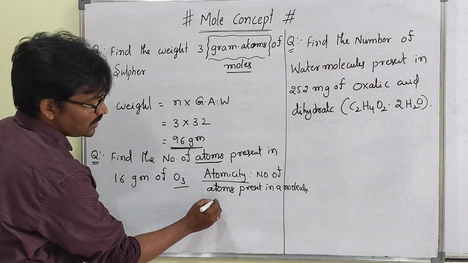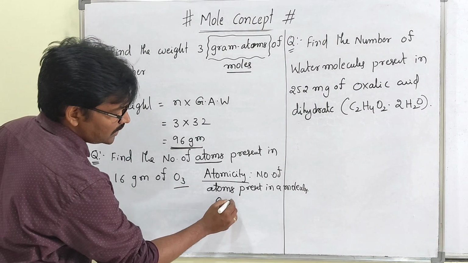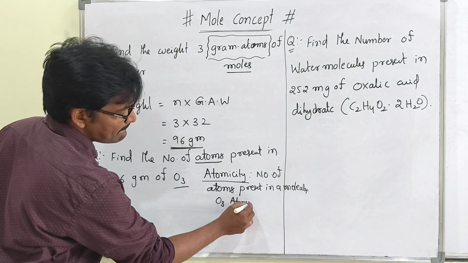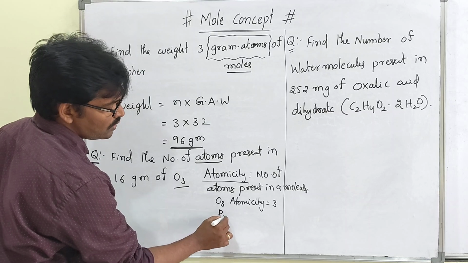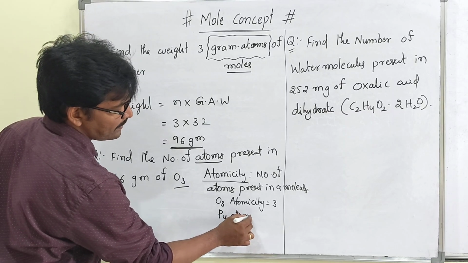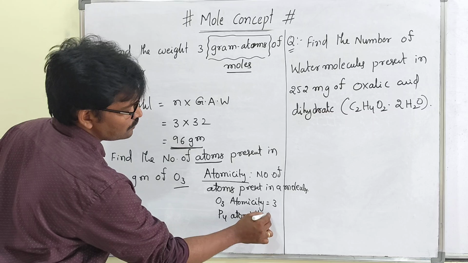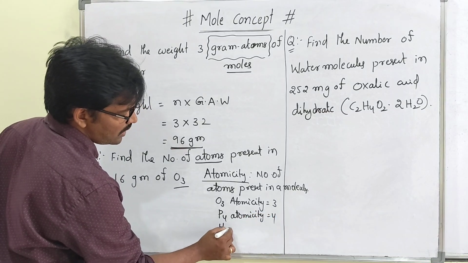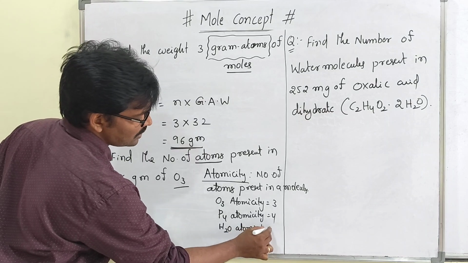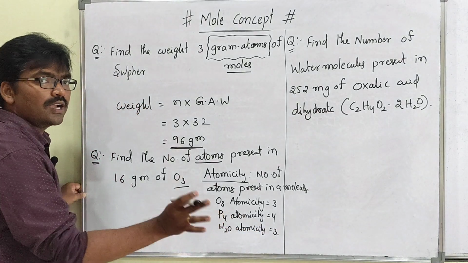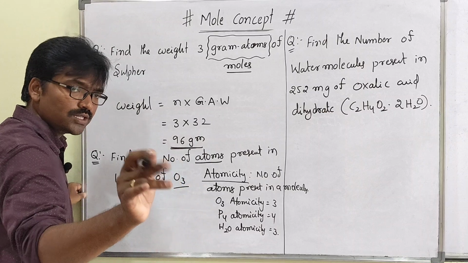So what is the atomicity of O3? O3 atomicity is 3. Then P4 atomicity is 4. Then H2O atomicity is 3. So like this, you have to take atomicity, nothing but the number of atoms in a given molecule. Clear, my dear students? Right.